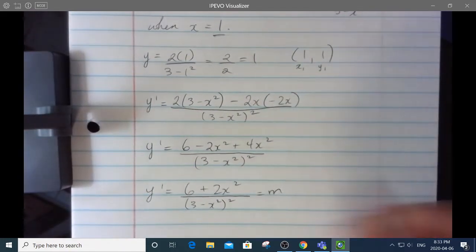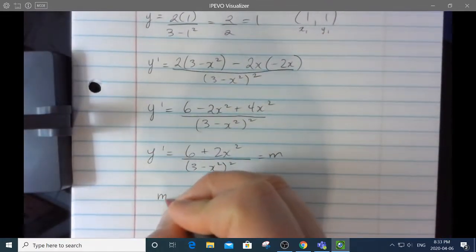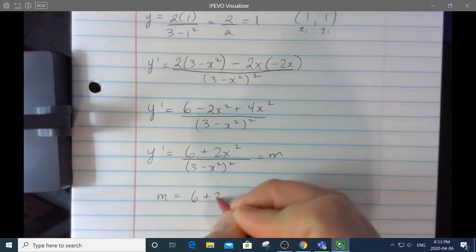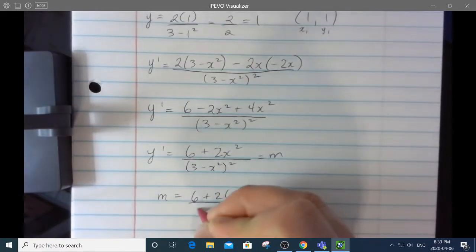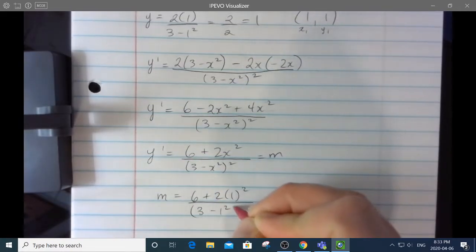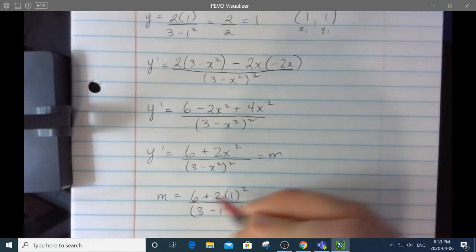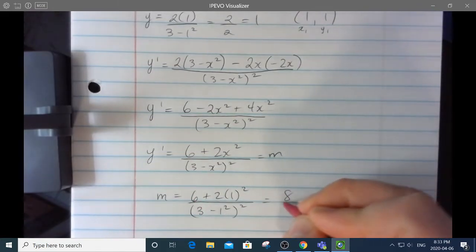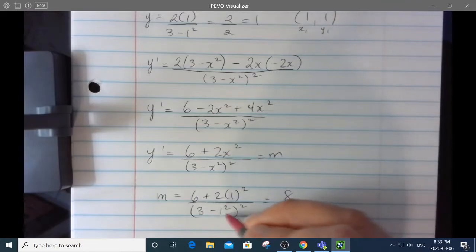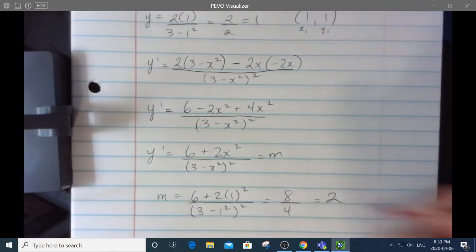I need the slope when x is 1. So let's find that. So m is going to be equal to 6 plus 2 times 1 squared all over 3 minus 1 squared, which is 6 plus 2, which is 8, all over 3 minus 1, which is 2, but the 2 is being squared, so that's 4. So that is nice. My slope is 2.